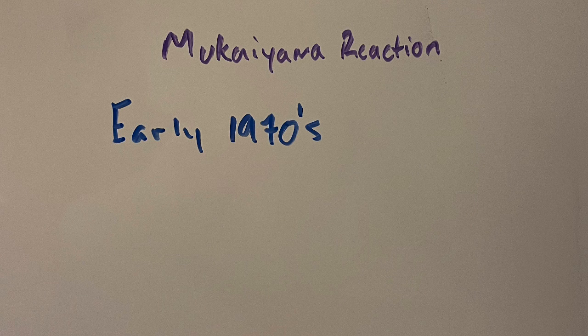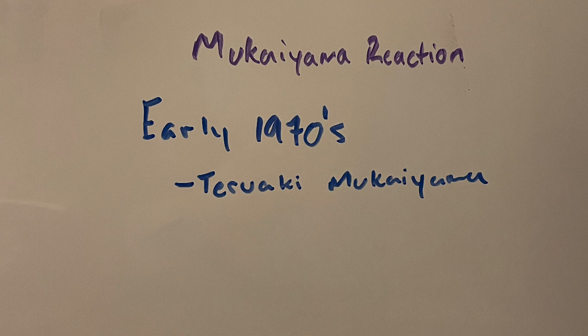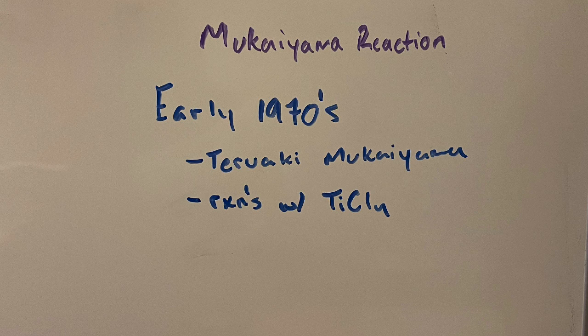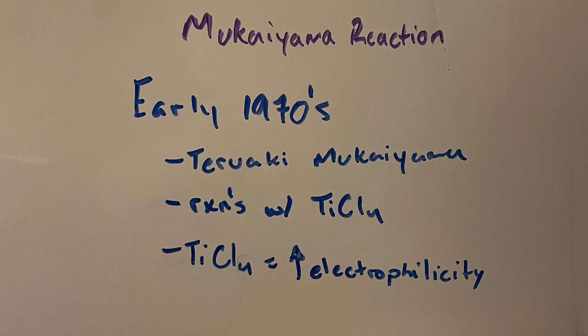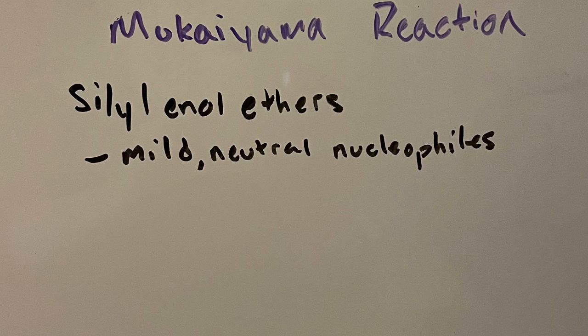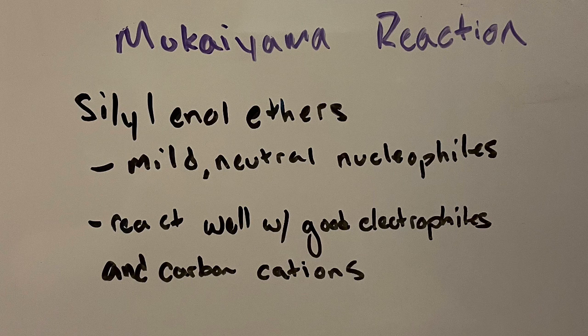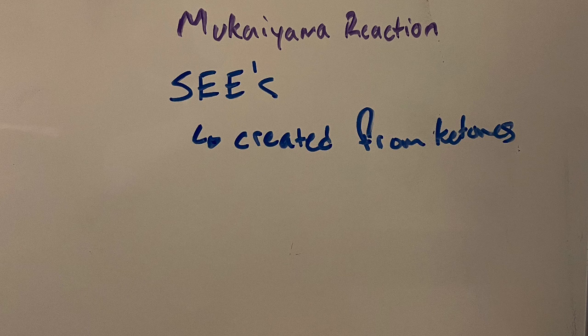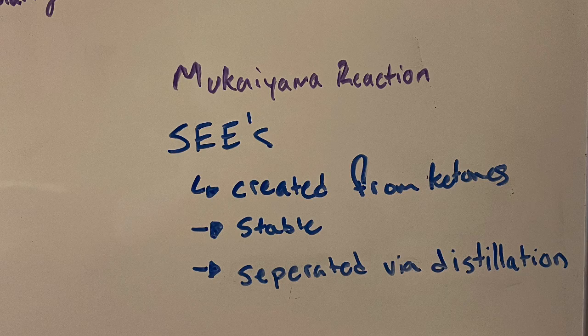In the early 1970s, an organic chemist named Teruaki Mukaiyama was researching boron-mediated aldol reactions while also looking at organic reactions involving titanium 4 chloride, as he believed the titanium 4 chloride would make the carbonyl carbon atom more electrophilic so that it could react with a weak nucleophile. He began to focus on using silyl enol ethers, which are mild neutral nucleophiles that react well with good electrophiles and carbocations. Silyl enol ethers, or SEEs for short, are prepped from ketones and are quite stable and can be isolated via distillation.